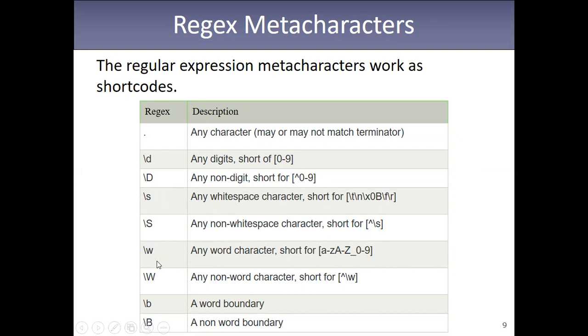Then the next meta character is backslash w. Here it represents any word character. This is the short form of this regular expression: small case a through z, uppercase A through Z, underscore and 0 to 9. Then the next meta character is backslash capital W. Here it represents any non-word character. It is the short form of this expression. Backslash b is a word boundary. Backslash capital B is the non-word boundary.